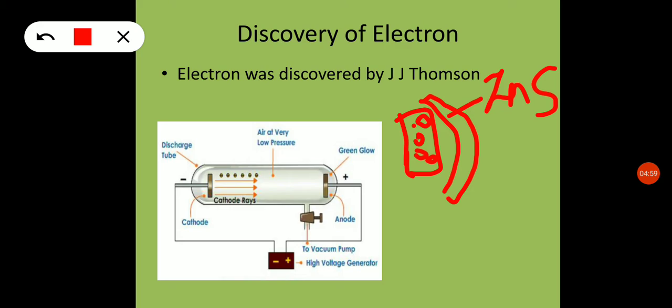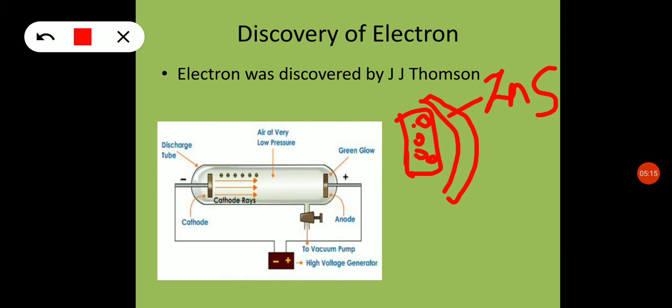Then he again passed the current through this with the same physical conditions, that is, 10 raised to minus 4 atmosphere and high voltage. The ZnS screen started glowing. This confirms the rays.